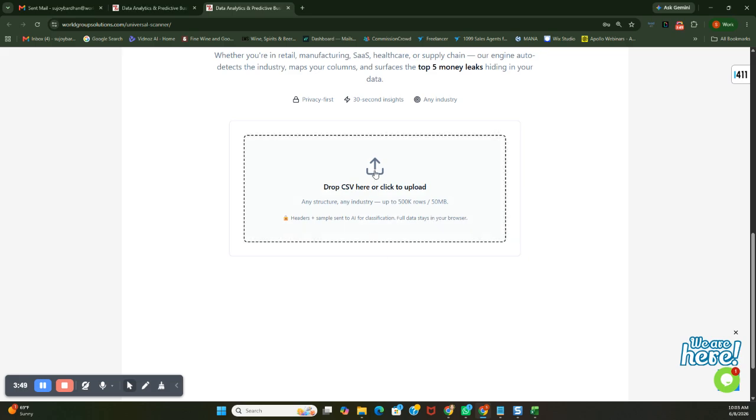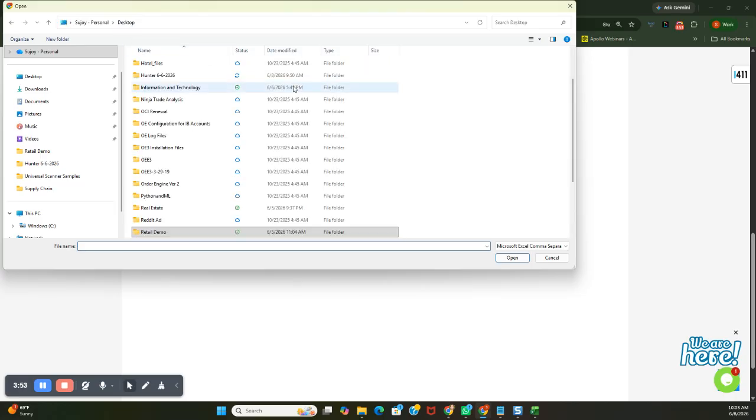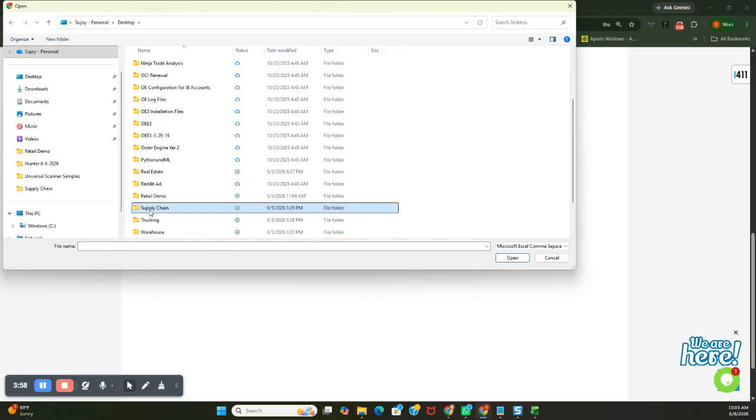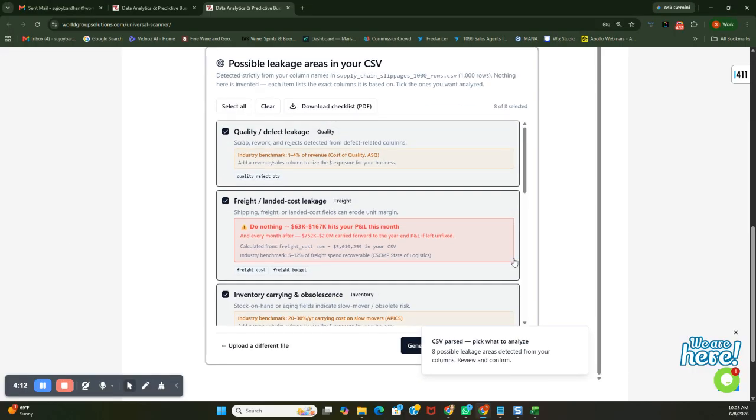Having said that, let me click on drop document. And as I said, it is supply chain, so let me see if I have the demo data for supply chain. I think I have it here. I do have some demo data for supply chain with 1,000 rows. That's what I will be doing. But in your case, you can run a live CSV file which you extract from your systems.